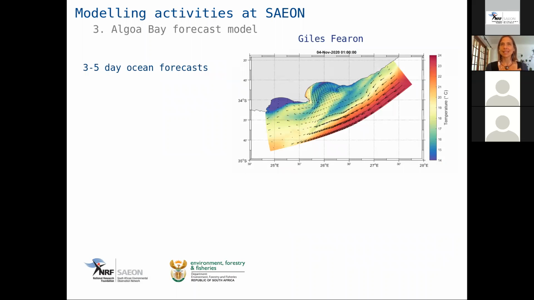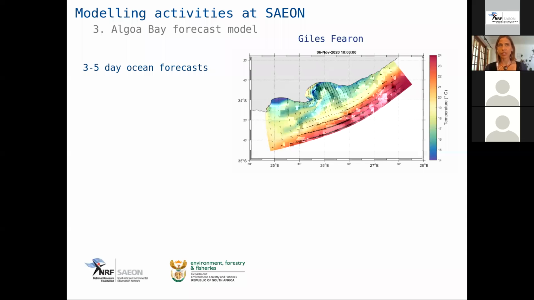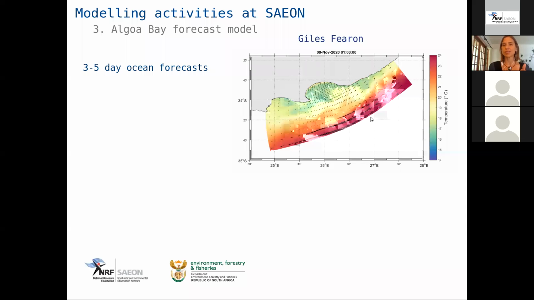A more exciting part of what we're doing, I think, is a forecast model that Giles Ferron has implemented for Algoa Bay. It is very fresh. This little GIF was swiped about a month ago, and it shows us 3 to 5 day forecasts of the ocean currents and temperatures, which is great.